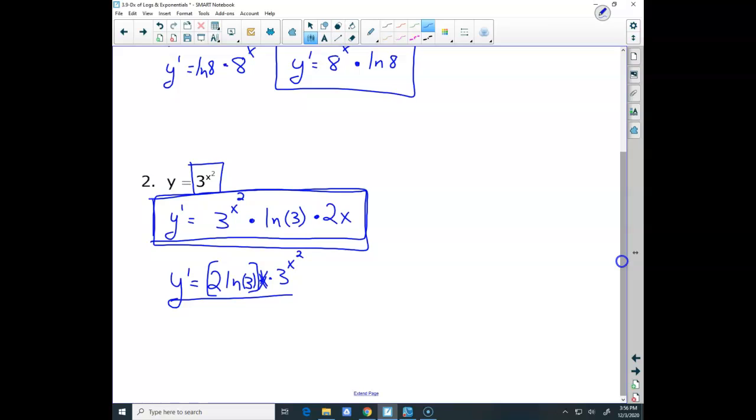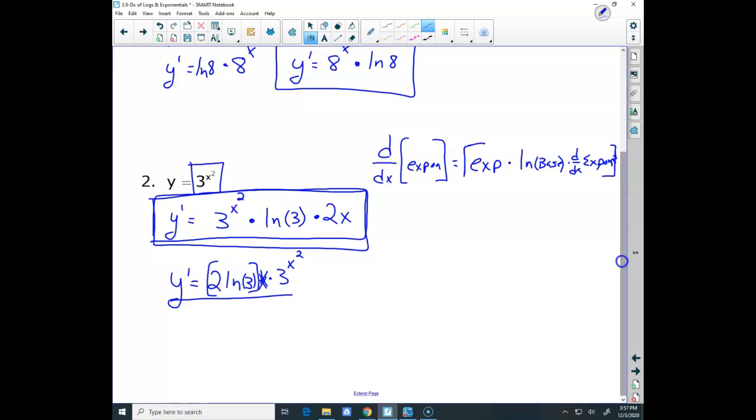All right? So, what is it? Derivative of exponential equals, it's the exponential times ln base times d dx of exponent. Okay?